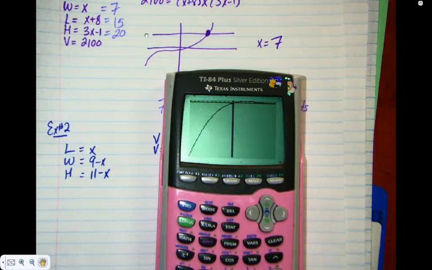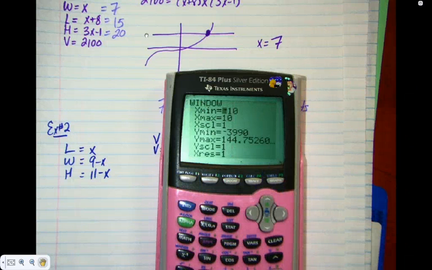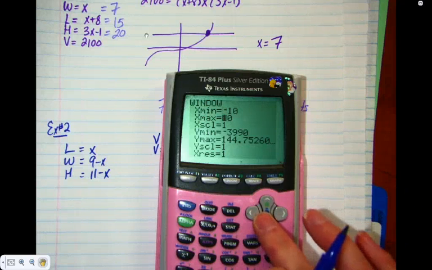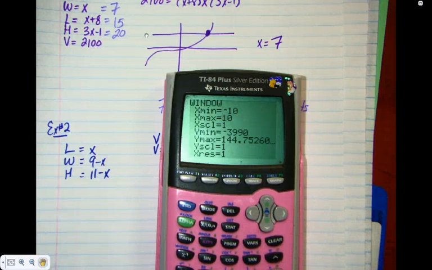So when you need to manually change it, you go into Window. And what do we need to see more? Well, we need more of that top corner. So we're going to need to increase our Y max and maybe increase our X max. So X max is 10. Let's pick something bigger. When in doubt, double it. 20. Okay, we'll see in a second what that gives us.